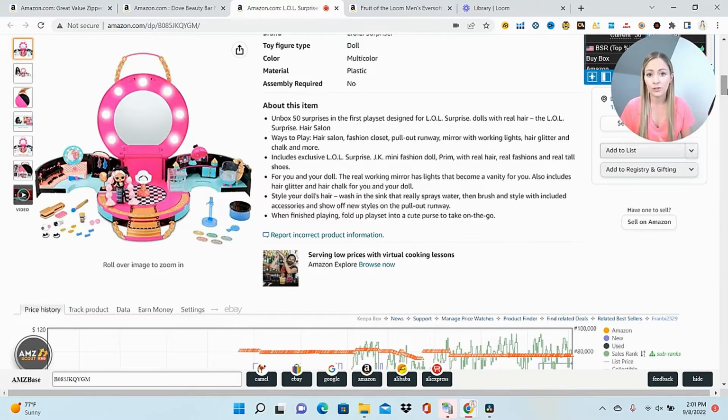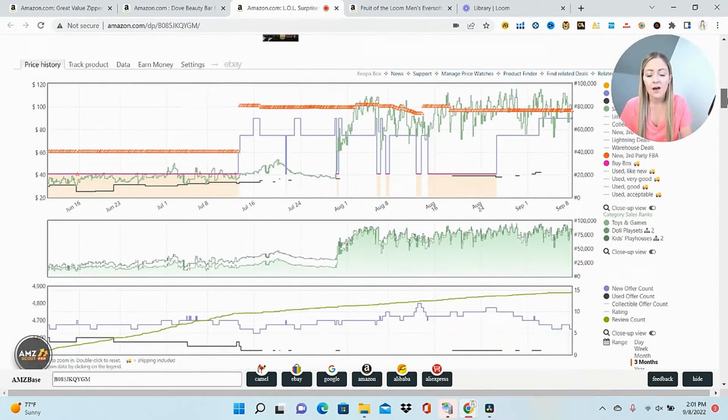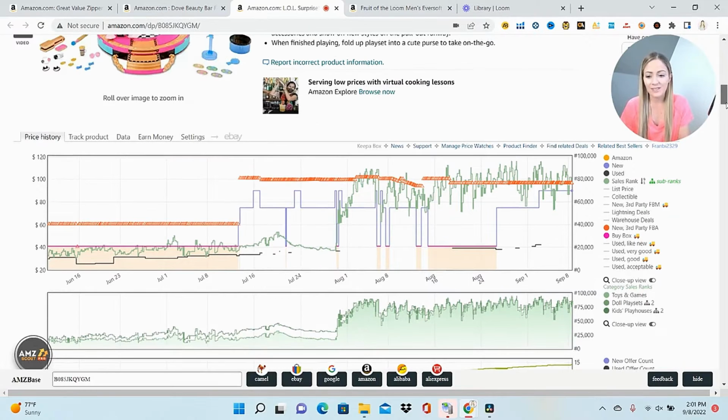All right, let's get to Keepa. Once you have Keepa, you're going to want to go to Google and type in Keepa Chrome extension and download that. Once you do, anytime you're on an Amazon listing, all of the Keepa information is going to come up right underneath the listing. So when you first look at one of these Keepa charts, it can be really intimidating.